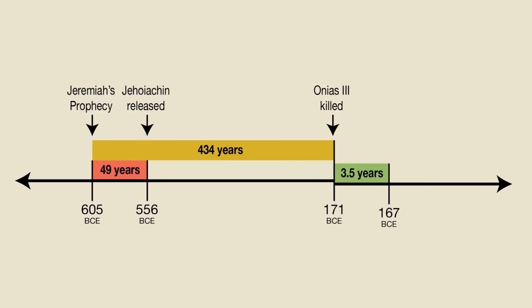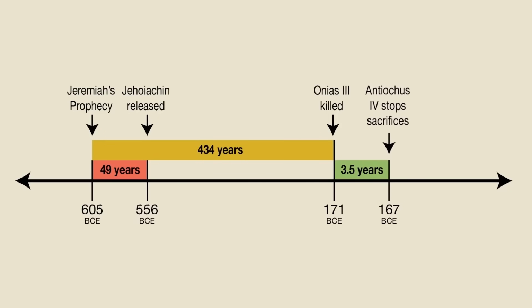What about the 3.5 years then? Well, approximately 3.5 years after the death of Onias, another major event occurred. In the year 167 BCE, Antiochus IV put a stop to the Jewish sacrifices at the temple and instead sacrificed a pig to Zeus. For Jews at the time, nothing could be more horrible than that. Here's how Daniel described it. "At the corner of the altar will be an appalling abomination."